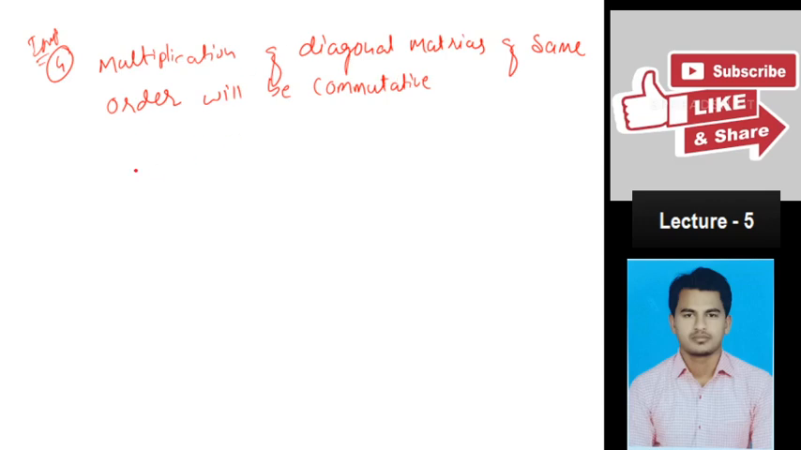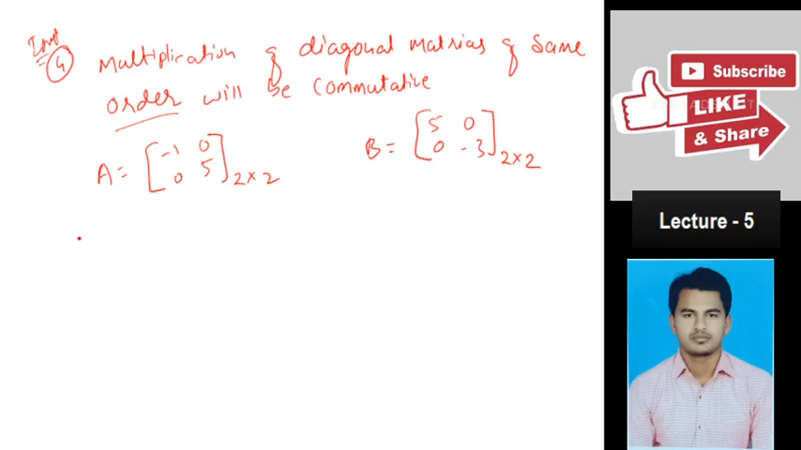The diagonal matrices of the same order, you take A should be the diagonal matrix of the order 2 cross 2. Similarly, you can also take B as a diagonal matrix with the order 2 cross 2. Diagonal matrix means what? Non-diagonal elements are 0, means minus 1 0 0 5. Okay, you take B as 5 0 0 minus 3. Now take it here, A into B is equal to what here? A means what? Minus 1 0 0 5. And 5 0 0 minus 3.